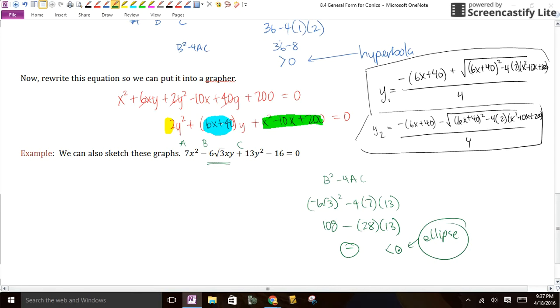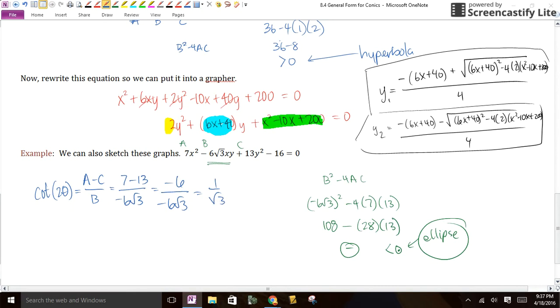And how do you find the rotation? Well, we breezed over that, right? You have the cotangent of twice an angle is equal to A minus C over B. That's how you solve for the angle. That'll tell you how much this ellipse is rotated. So first thing I'm going to do is 7 minus 13 all over negative 6 root 3, which is negative 6 over negative 6 root 3, which is 1 over root 3.